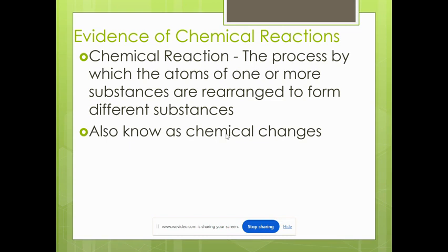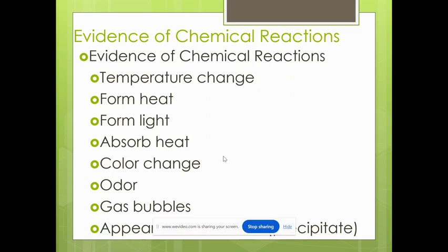Need to make a copy of this today. All right, so you should have written in reaction and change or changes. Everybody good with that? All right.